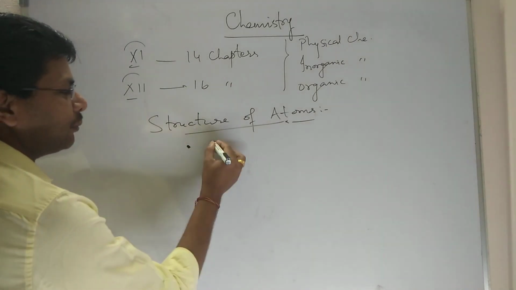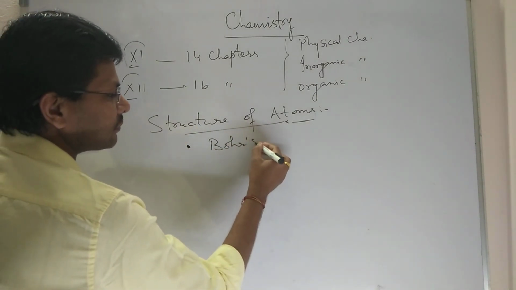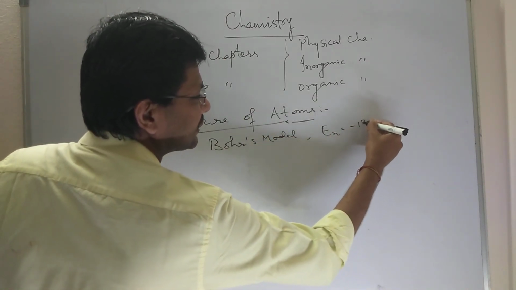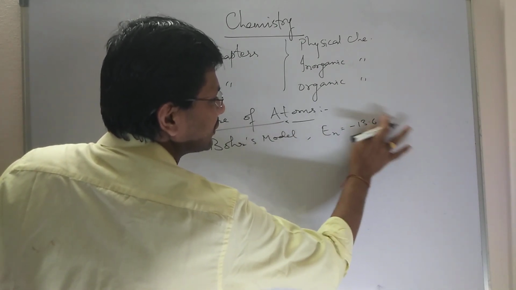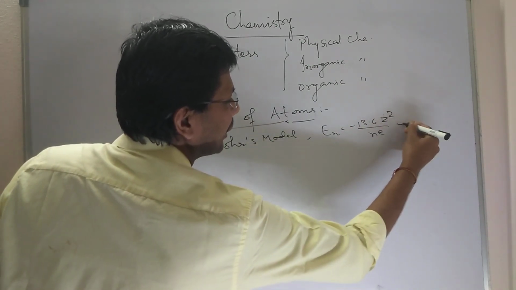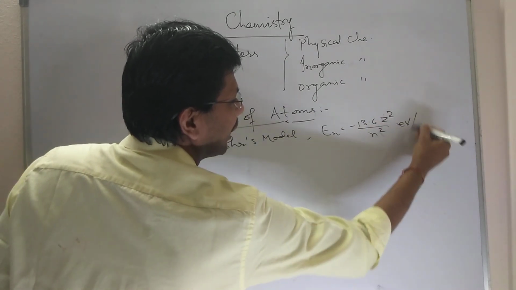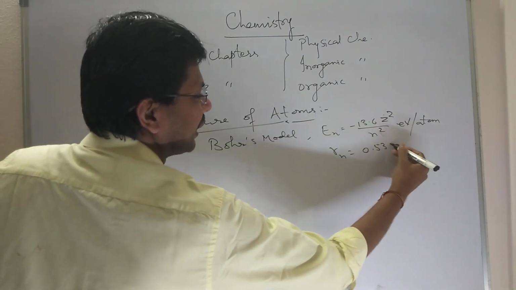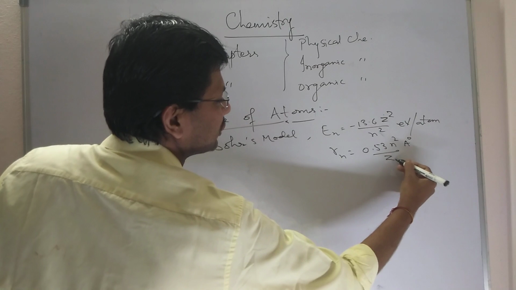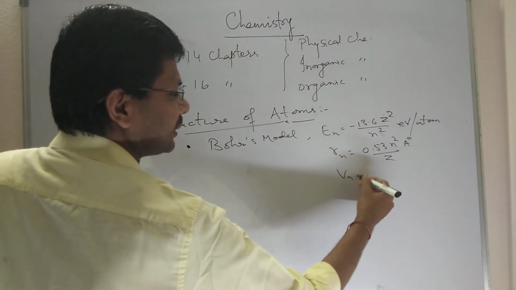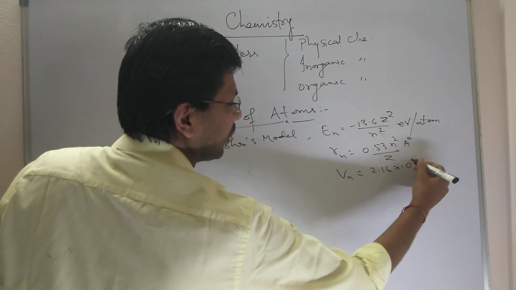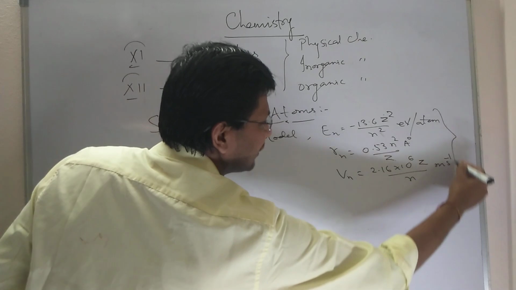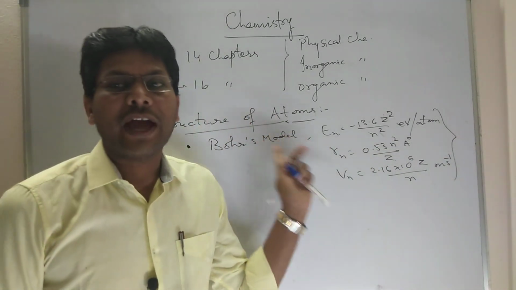One is the Bohr's model, particularly the formula En equals minus 13.6 Z square by N square electron volt per atom. Radius formula: Rn equals 0.53 N square angstrom upon Z, and velocity Vn equals 2.16 into 10 to the power 6 Z by N meter per second. These are the three formulas with which you can solve direct questions.